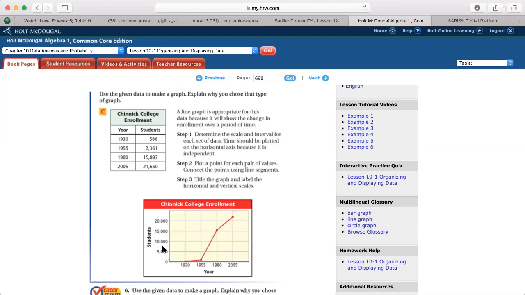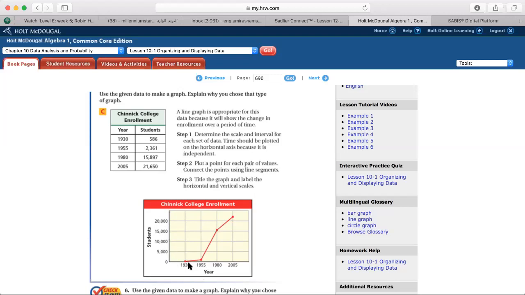So here I will put on the horizontal scale the year, okay, and as you see here, I have a constant space between each square, between each rectangle. And then I will choose the scale that I will use here. Let's see the enrollment. The greatest one here is 21,650. So what about choosing skip count by 5,000? So it is 0, 5,000, 10,000, 15,000, 20,000. And then I will put 25,000.